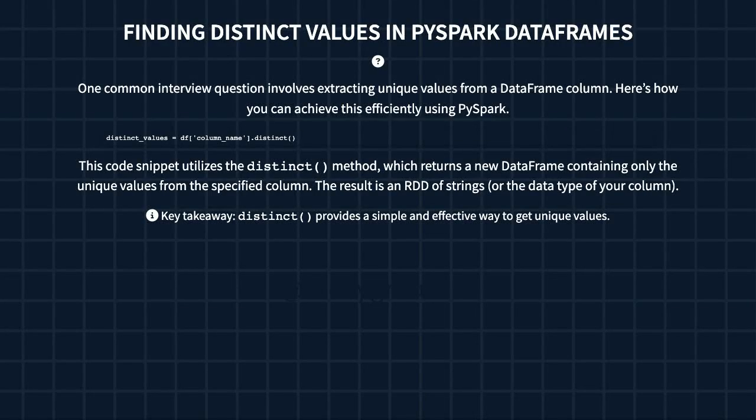Okay, let's tackle how you'd find distinct values in a PySpark data frame. It's a really common question during interviews. The easiest way to do this is using the distinct method on your column. You simply select the column name and call distinct on it. This returns a new RDD containing only those unique values, making it a super quick and efficient solution.